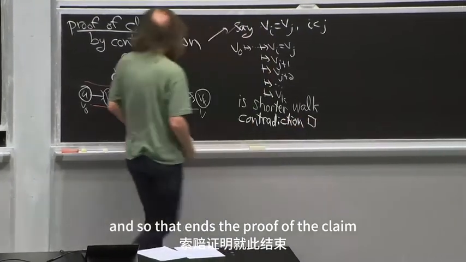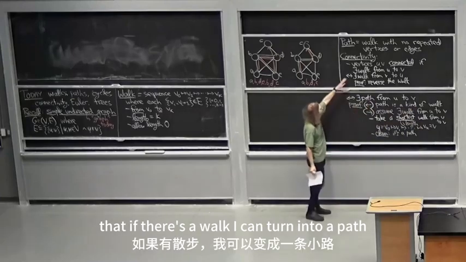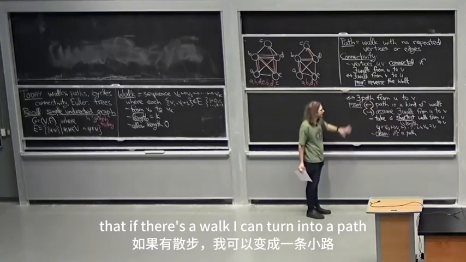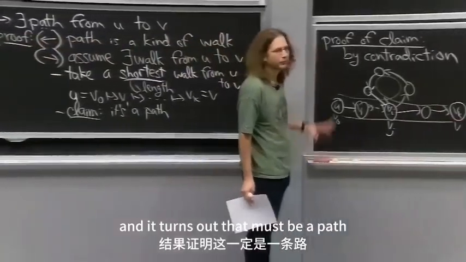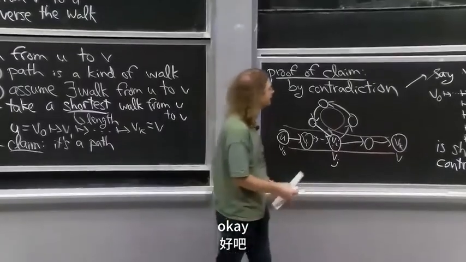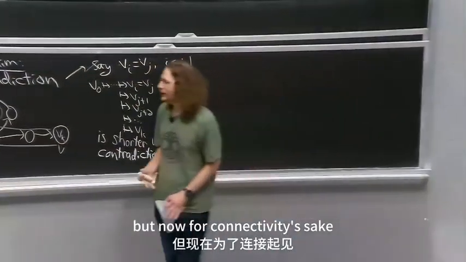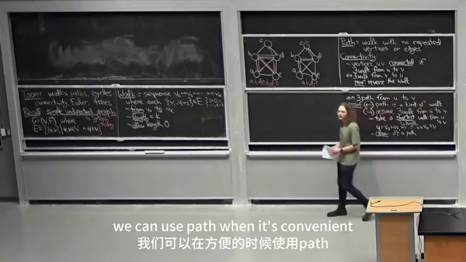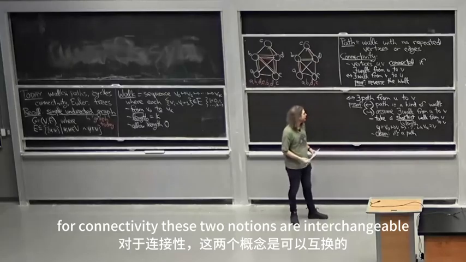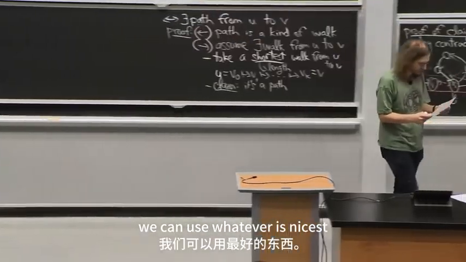And so that ends the proof of the claim. And that ends the proof of this claim that if there's a walk, I can turn it into a path. I take the shortest walk, and it turns out that must be a path, proof by contradiction. Okay? So a bunch of work there. But now, for connectivity's sake, we can use walk when it's convenient. We can use path when it's convenient. Okay? For connectivity, these two notions are interchangeable. We can use whatever is nicest.